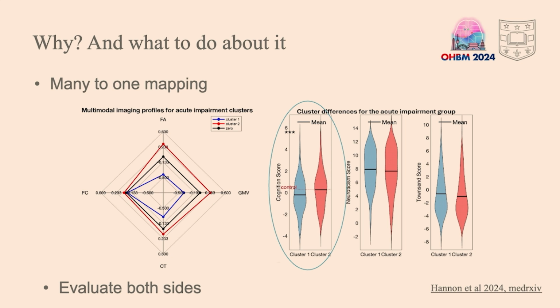So the major takeaway of evaluating this many-to-one mapping is that if you're trying to understand a symptom-to-brain relationship, you have to evaluate both sides. You can't just parse one side and then assume that the other side is then also parsed.